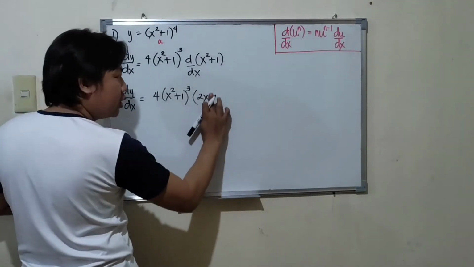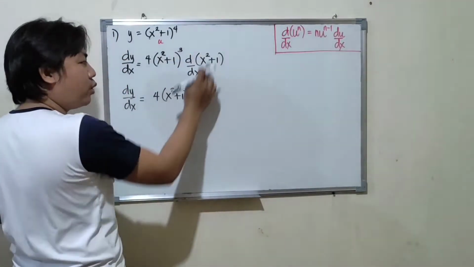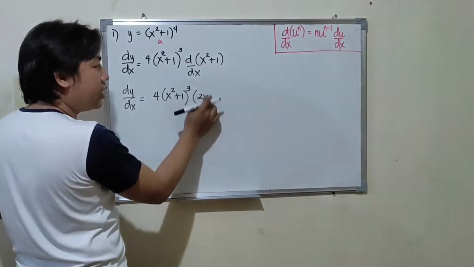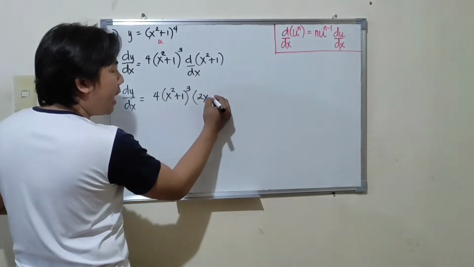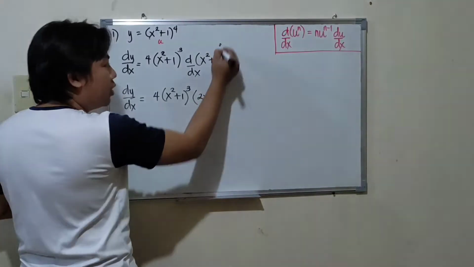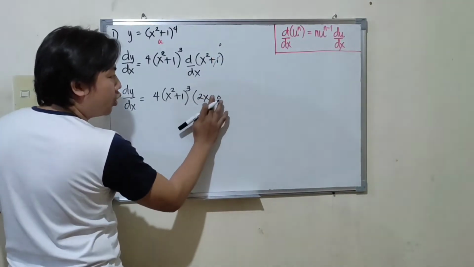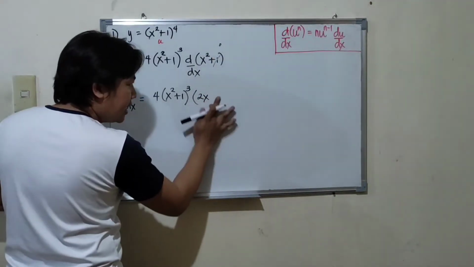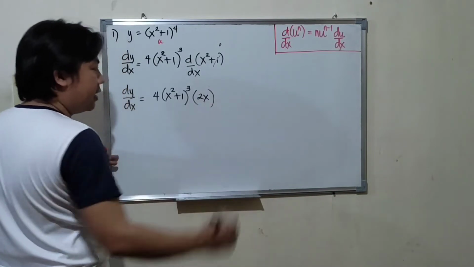So no need to write 1. So the derivative of x squared is 2x. Times derivative of x with respect to x, that is 1. Plus the derivative of 1. Derivative of 1 is 0. So we have 2x plus 0. So no need to write the 0, so this is the answer.